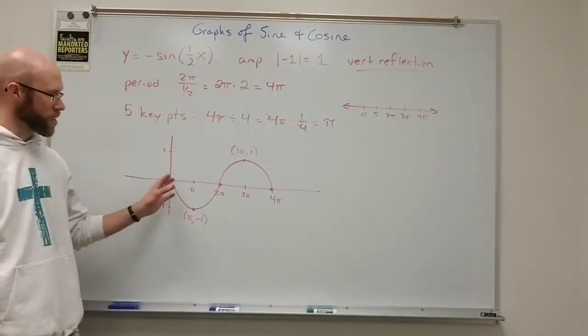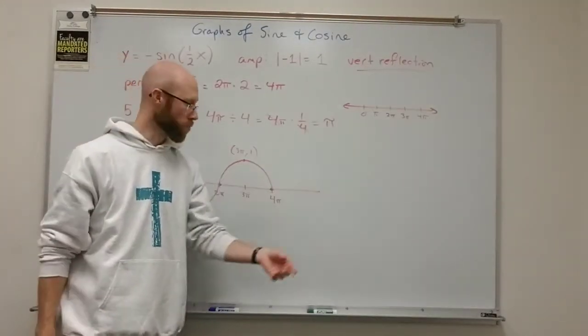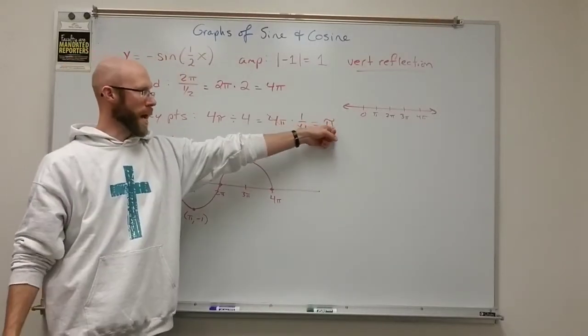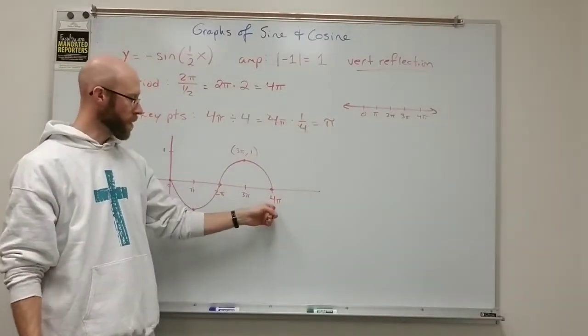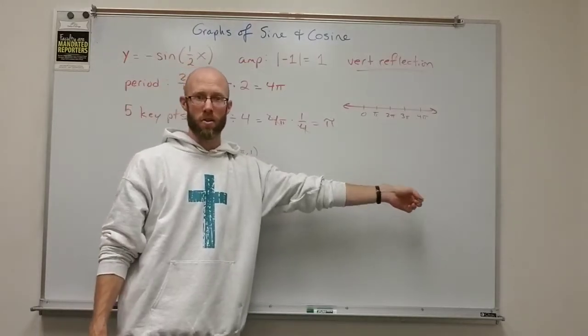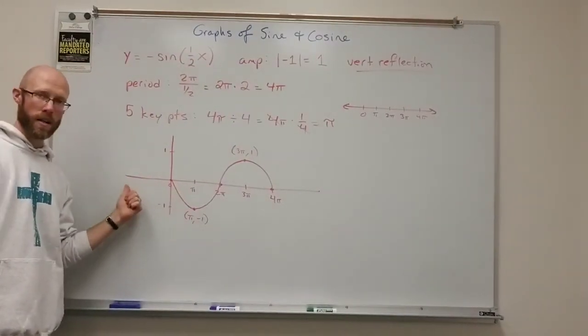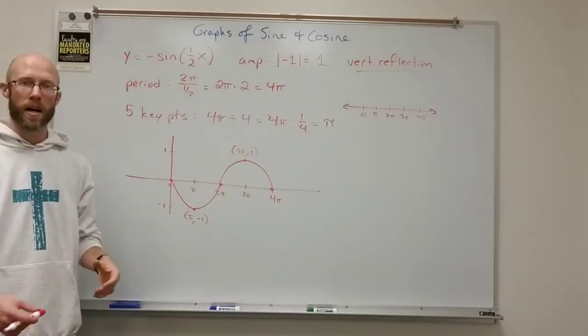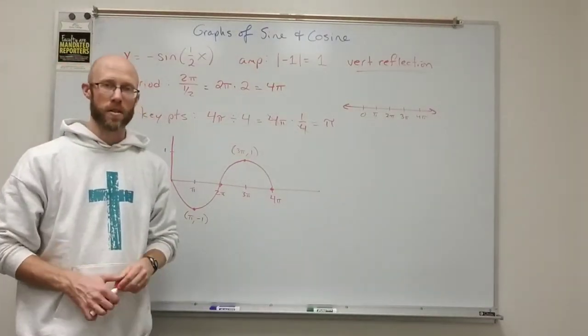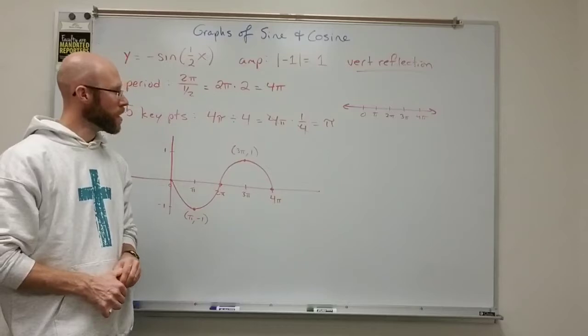Again, if I wanted to extend this and do a second period to the right, I would just continue to add pi to the 4 pi to get 5 pi, 6 pi, 7 pi, and those would give me my next key points. Or I could subtract, do -pi, -2 pi, and so forth to get my other key points on the left.